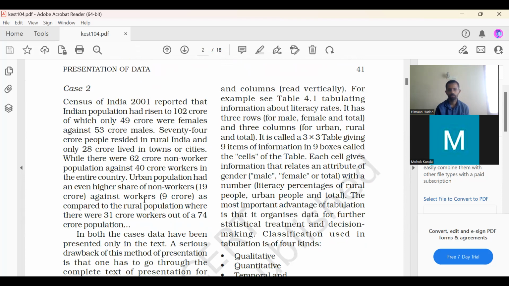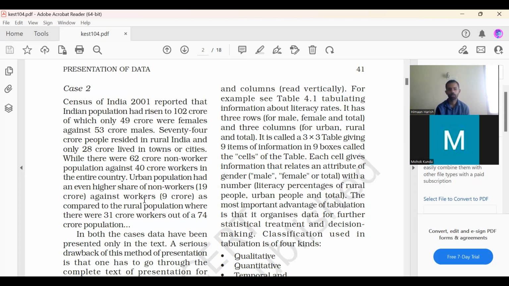74 crore people resided in rural India and only 28 crore lived in towns or cities, while there were 62 crore non-worker population against 40 crore workers in the entire country. Urban population had an even higher share of non-workers, 19 crores, against the workers of 9 crores, as compared to the rural population, where there were 31 crore workers out of 74 crore population.